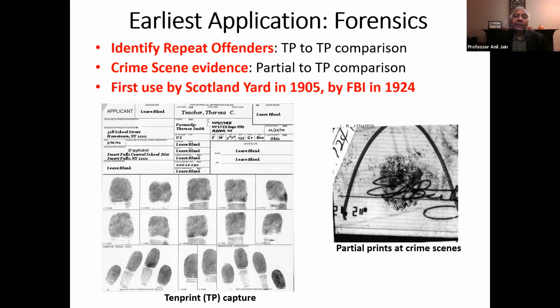So the first criminal case where a person was arrested based on fingerprint evidence was reported by Scotland Yard. And the United States Congress authorized the FBI to start collecting fingerprints almost 100 years ago, in 1924. Next slide.